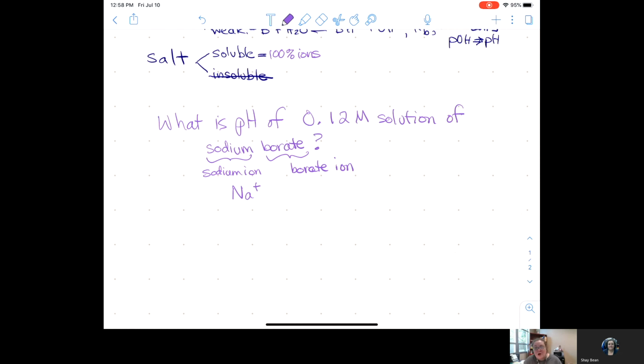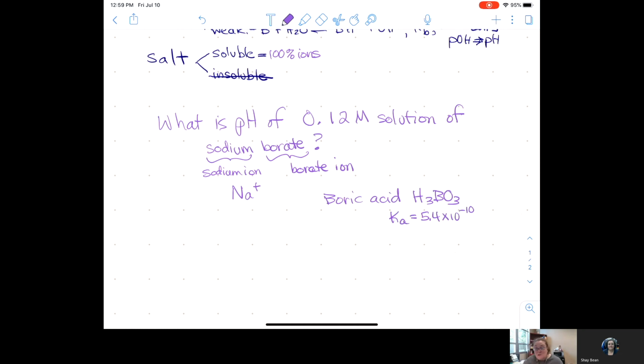Take the chloride ion and hydrogen chloride, or hydrochloric acid. Or the acetate ion and acetic acid. The names of a conjugate acid-base pair are very similar. So the borate ion sounds very similar to boric acid, which is in our table. You can look it up. Boric acid has the formula H3BO3. It has a Ka value in our table of 5.4 times 10 to the minus 10.